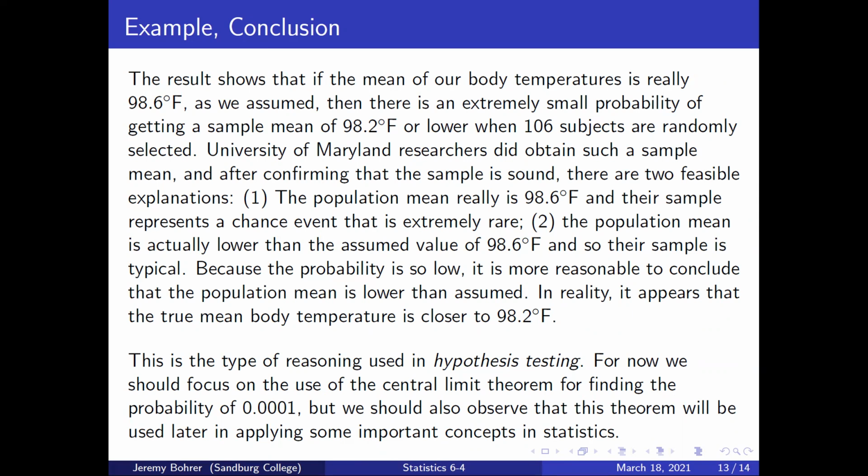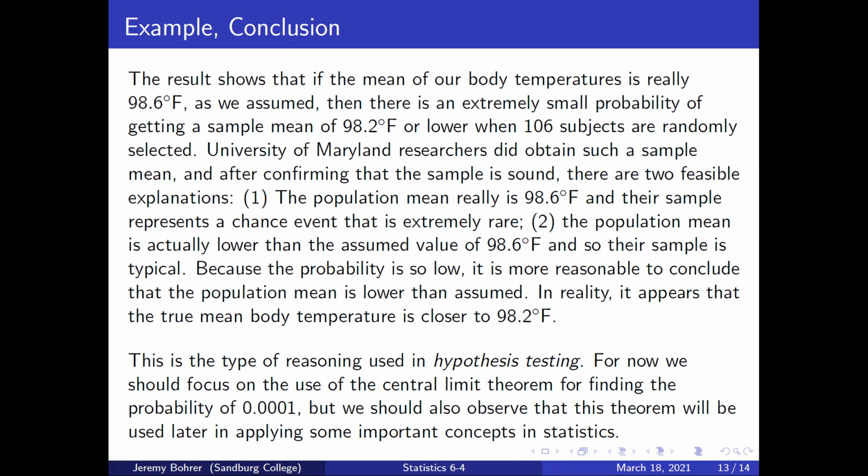The result shows that if the mean of our body temperatures is really 98.6 degrees Fahrenheit, as we assumed, then there is an extremely small probability of getting a sample mean of 98.2 degrees Fahrenheit or lower when 106 subjects are randomly selected. University of Maryland researchers did obtain such a sample mean, and after confirming the sample is sound, there are two feasible explanations. First, the population mean really is 98.6 degrees Fahrenheit, and their sample represents a rare event, a chance event that is extremely rare. Or two, the population mean is actually lower than the assumed value of 98.6 degrees Fahrenheit, and so their sample is typical.